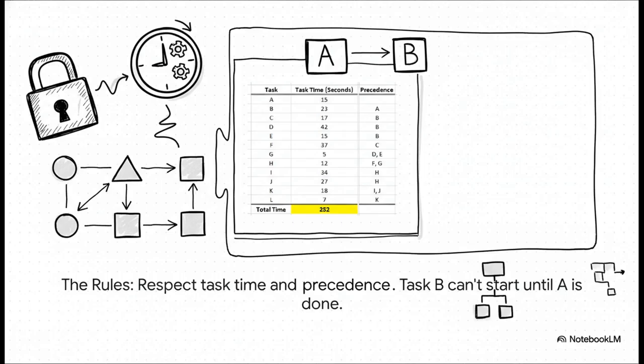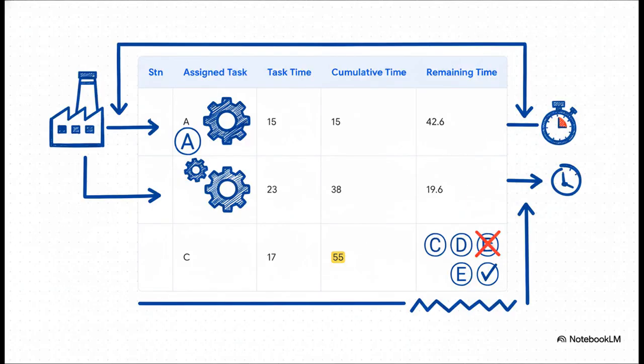Now to solve this, we'll use a common heuristic, which is really just a fancy word for a problem-solving shortcut or a rule of thumb. For this explainer, our rule is going to be, when we have a choice, always assign the longest available task that fits. It's important to note there are other rules out there, and picking a different one can give you a different answer. All right, let's do this.